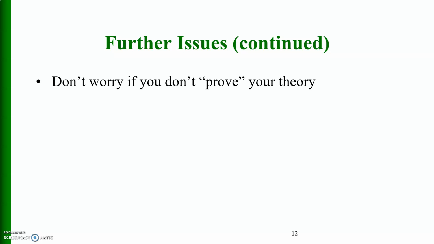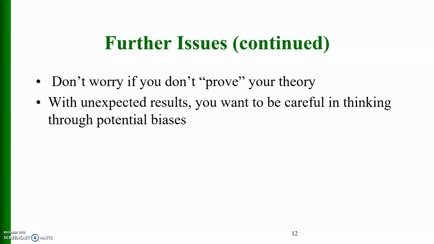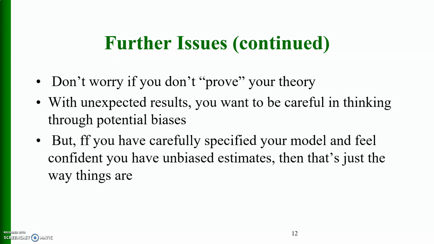We shouldn't get worried if our results don't prove our theory. With unexpected results, we may want to be careful in thinking through potential biases. But if we have carefully specified our model and we feel confident we have unbiased estimates, then that is just the way things are. We shouldn't try to change the algebraic sign of the coefficient or to change the significance or the p-value. The researcher is usually neutral in that case.